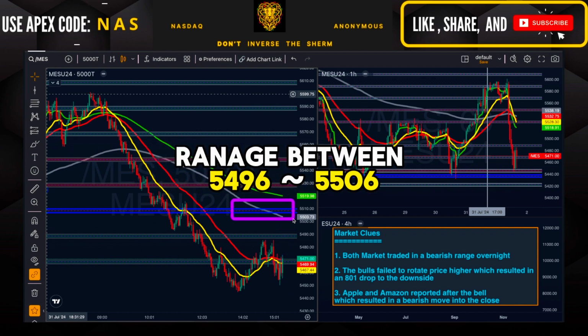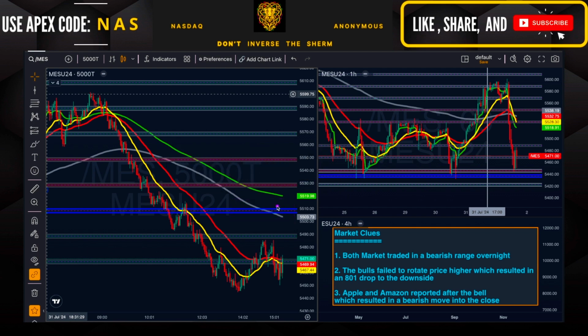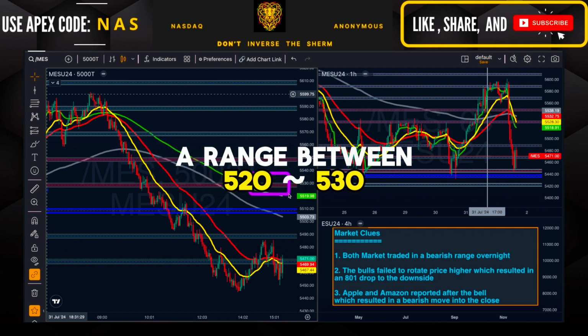5,496 through 5,506. Here, this is where I believe that we will see some initial profit taking from the bulls and the bears stepping in to sell this market down. However, if the market does manage to break through these highs, I'm going to be looking for the market to trade up into a range of 520 to about 530.